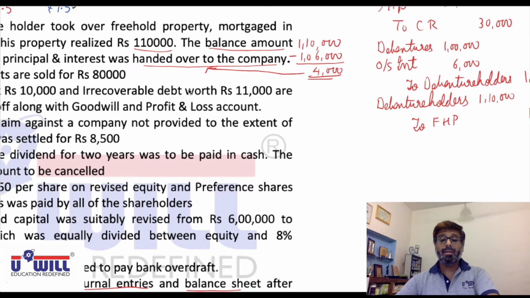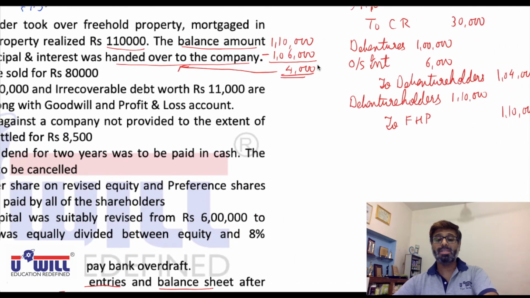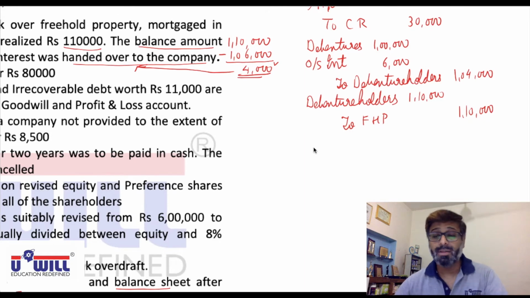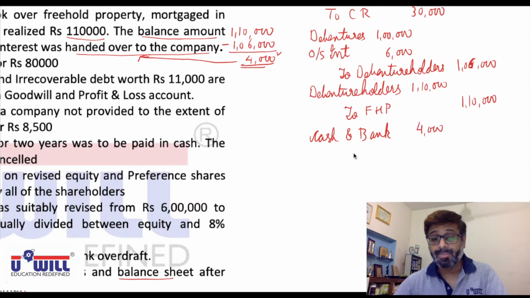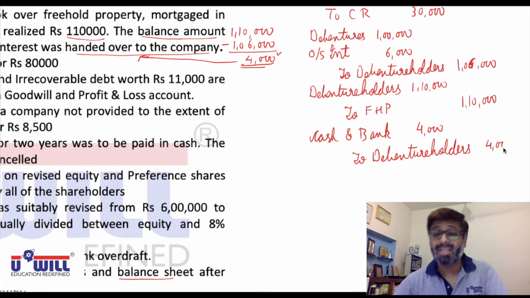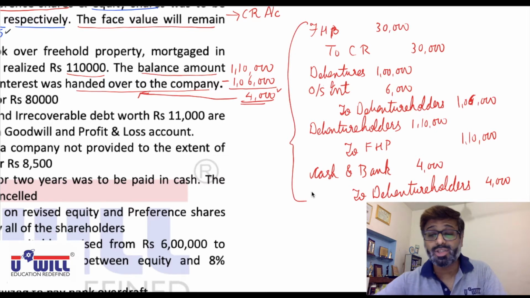And then the balance amount after adjusting principal and interest was handed over to the company. That is 4,000 rupees. Debenture holders pay us 4,000 back because their dues were 1,06,000, and we are giving them property of 1,10,000. So they give us back 4,000. So cash comes in, debit what comes in, cash and bank account debit 4,000. And debenture holders are the giver, credit the giver, to debenture holders account 4,000. This is the actual concept. Means 1, 2, 3, 4. How many entries are you supposed to pass? 4 entries you are supposed to pass.